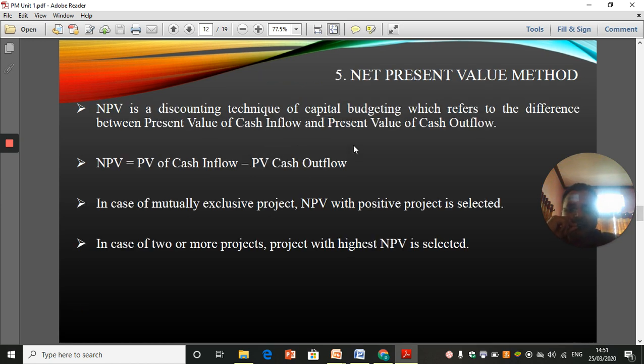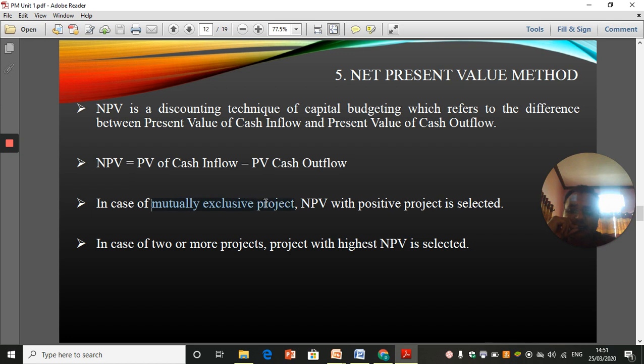Net present value is a discounting technique of capital budgeting, which refers to the difference between present value of cash inflow and present value of cash outflow. What we do is we discount all future cash inflows to the present level, and then we discount the future cash outflows as well, and initial investment as well, to the present level, and then we just subtract cash outflows from the cash inflows, and that's how we get the NPV.